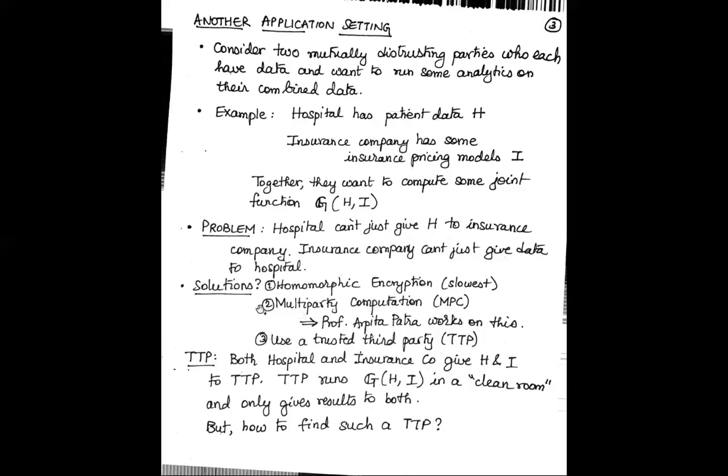There is another very fascinating area in cryptography called secure multi-party computation that allows you to actually do this. It allows the hospital and the insurance company to compute the result of G of H, I using a series of message exchanges, in other words, a protocol, whereby at the end of that protocol, the hospital knows nothing but the output of G of H, I. The insurance company knows nothing but the output of G of H, I. And they know nothing else. So this is called secure multi-party computation, or MPC.